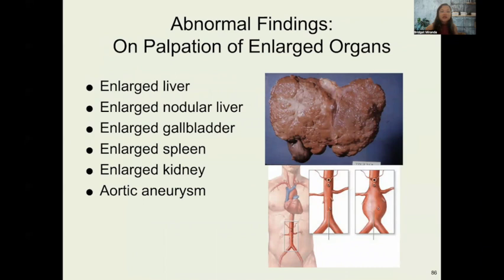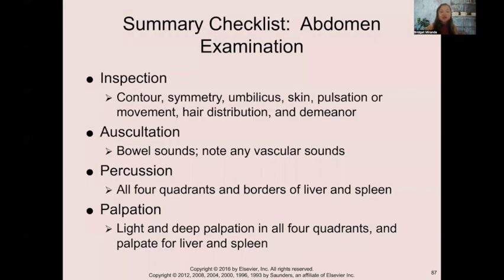Then abnormal findings of enlarged organs. And finally, the summary checklist, going through what is expected. For lab, please review your checklist, otherwise known as the rubric, or your head to toe assessment or your midterm assessment, and go through, and there it will more clearly outline what is expected of you in lab versus the increase in more detailed content that we went through today in terms of objective examination.